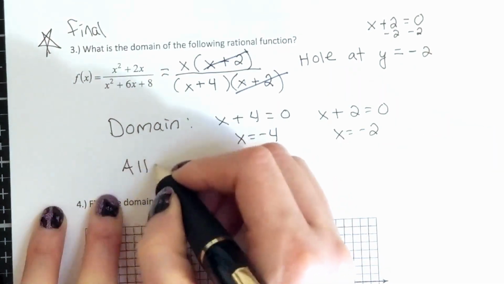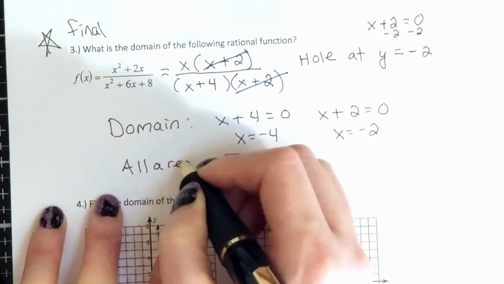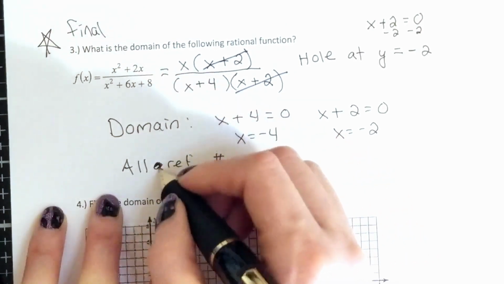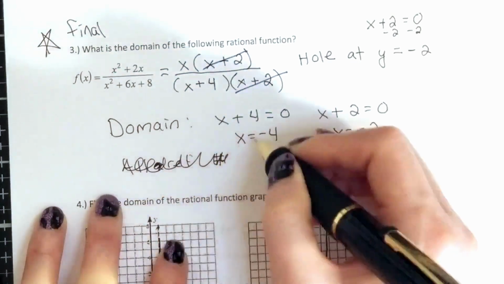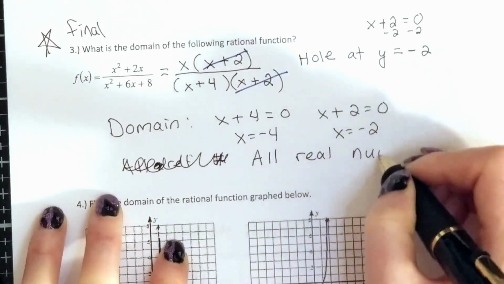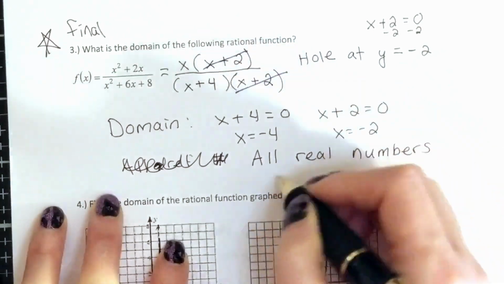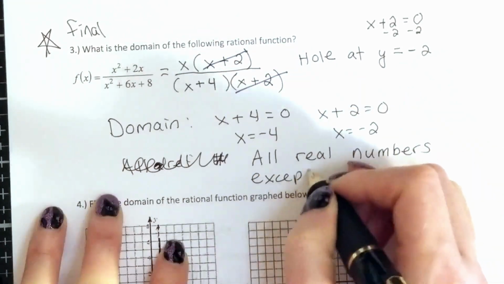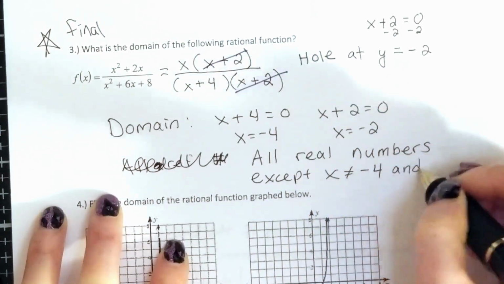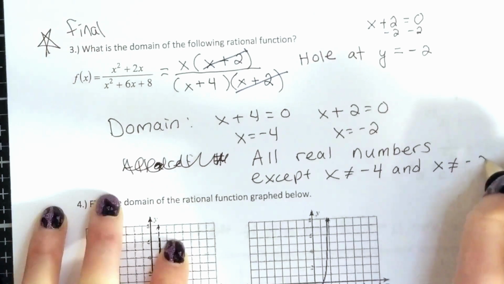So this will be all real numbers. Wow, I can't spell today. Let's try this again. Okay, all real numbers except x does not equal negative 4 and x does not equal negative 2.